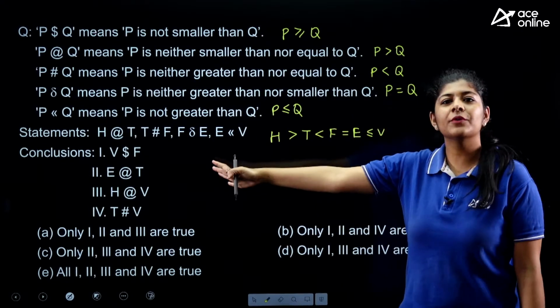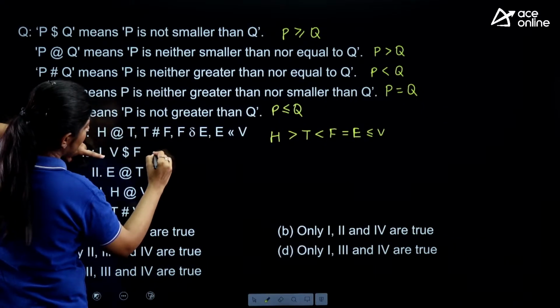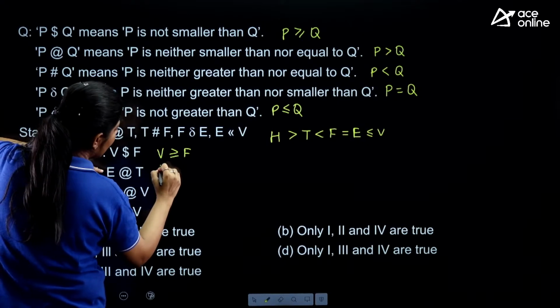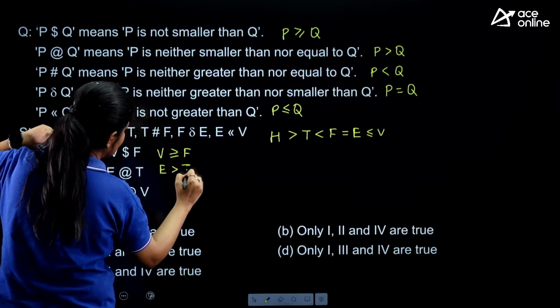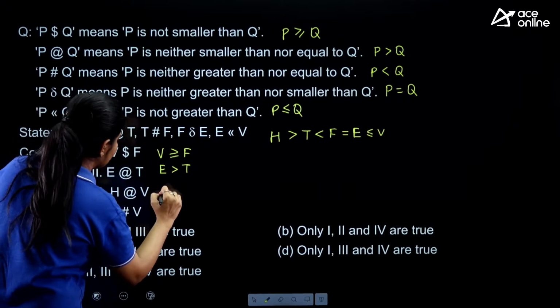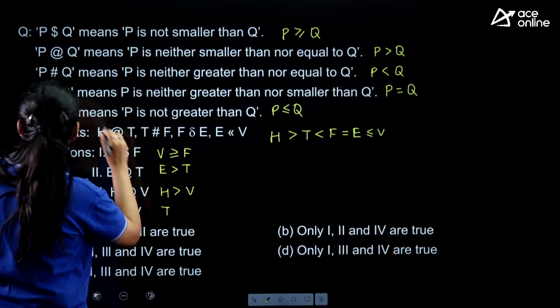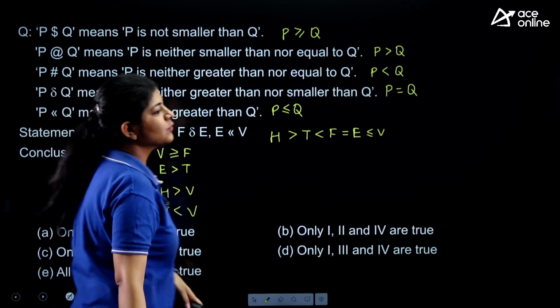Now I have to check my conclusions. First we have the dollar symbol, that means V is greater than or equal to F. Then E@, means E is greater than T. H@, that means H is greater than V. Next, T#, means smaller than V. This is what we are having.